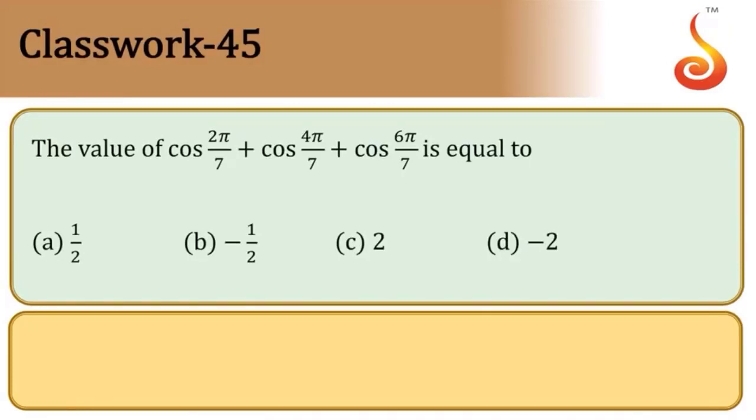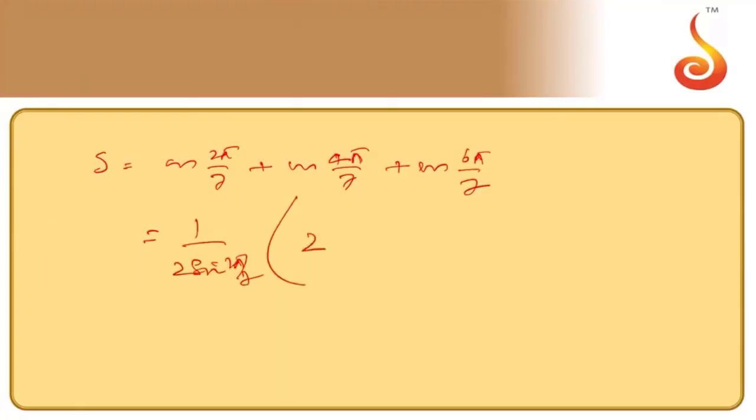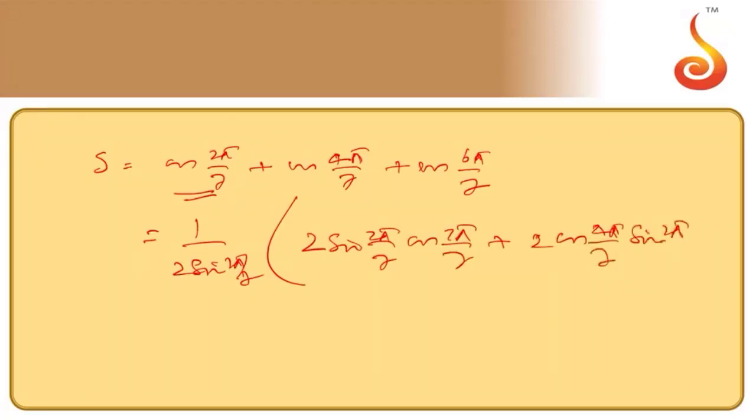45. Cos 2 pi by 7, cos 4 pi by 7, cos 6 pi by 7. To work out this one, I take it as S is equal to cos 2 pi by 7 plus cos 4 pi by 7 plus cos 6 pi by 7. I multiply and divide by 2 sine 2 pi by 7 here. So 2 sine 2 pi by 7 into cos 2 pi by 7, plus 2 times cos 4 pi by 7 sine 2 pi by 7, and plus 2 times cos 6 pi by 7 multiplied by sine 2 pi by 7.